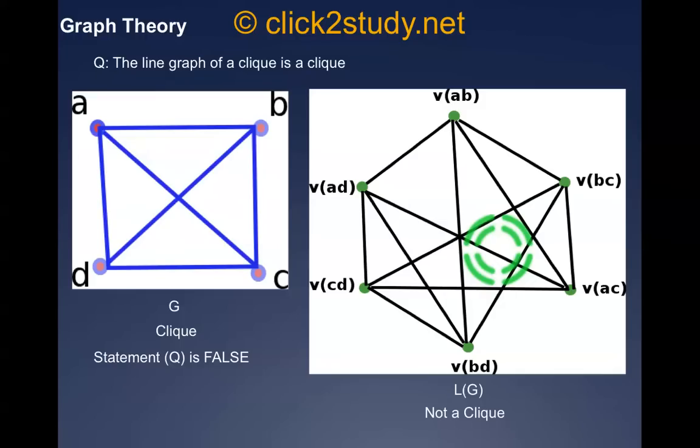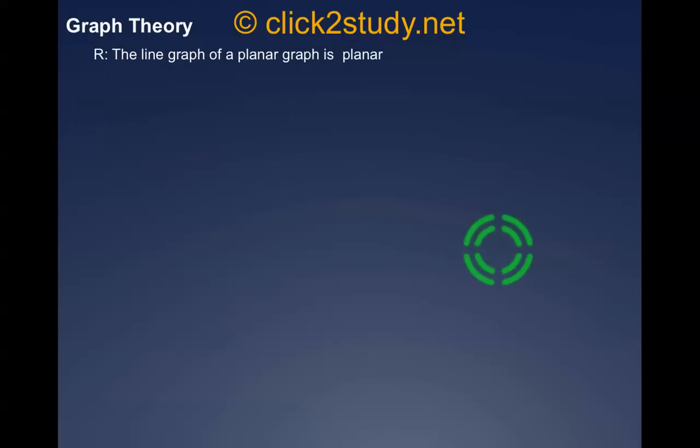Okay, that was statement Q. We know that statement Q is false. Coming to the next statement: the line graph of a planar graph is planar. I suppose everyone understands what a planar graph is from your theory classes. A planar graph is something which you can draw in a plane without having the edges crossing.